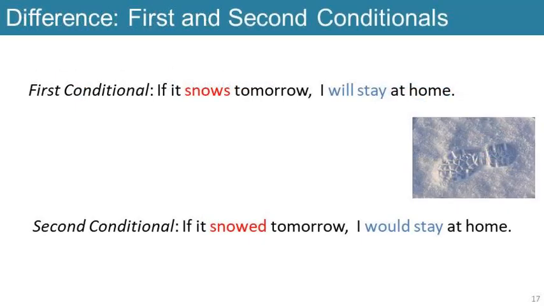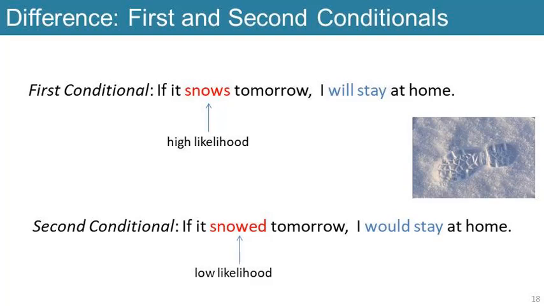Now the important question arises: what is the difference in meaning and use between the first conditional, "If it snows tomorrow, I will stay at home," and the second conditional, "If it snowed tomorrow, I would stay at home"? After all, in both cases, the consequence of snow tomorrow is to stay at home. Well, the difference lies in the likelihood, in the speaker's opinion, of it snowing tomorrow.